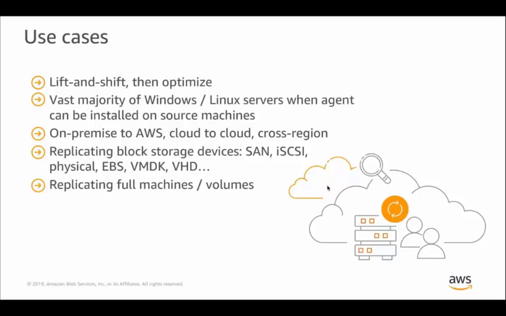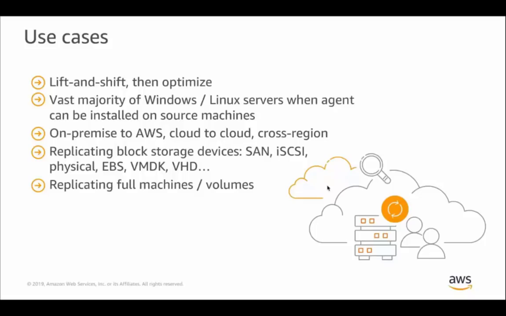CloudEndure, as we've mentioned before, supports the replication of block storage devices only. So these can be SAN or iSCSI. These can be EBS volumes, especially if they're moving from AWS region to AWS region. This can be a VMDK, etc. And finally, CloudEndure supports the replication of full machines, not single file systems. So if you're replicating full machines and volumes, CloudEndure is the solution for you.